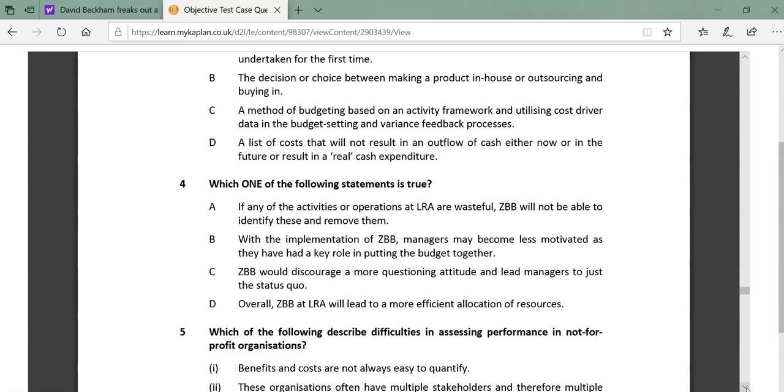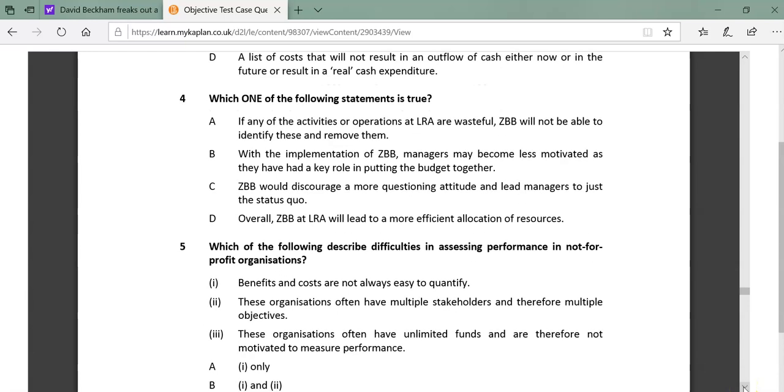Which one of the following statements is true? If one of the activities is wasteful, ZBB will not be able to identify it. Well, it would if it's wasteful. With implementation, they become less motivated. No, that's not true, because it's the opposite. They would have a key role. ZBB would discourage a more questioning attitude. That's not true. It's the opposite, and overall, ZBB leads to a more efficient allocation of resource. That is very true. So the answer here is D.